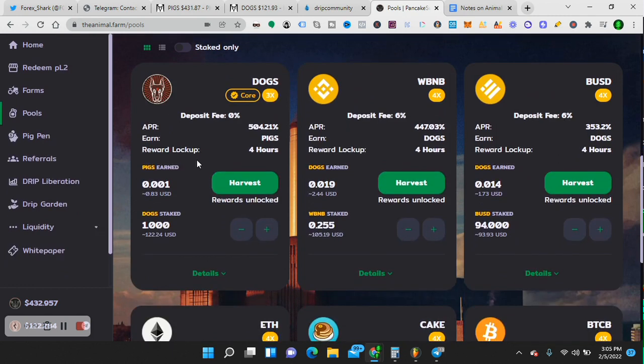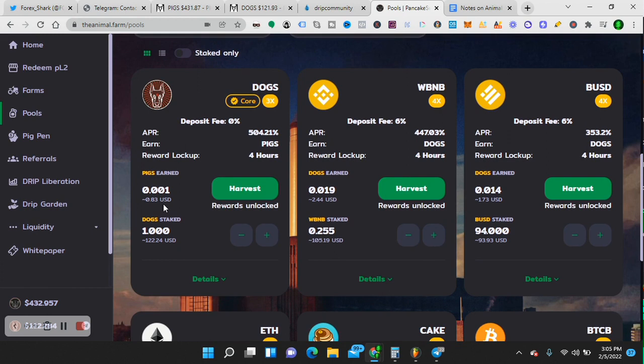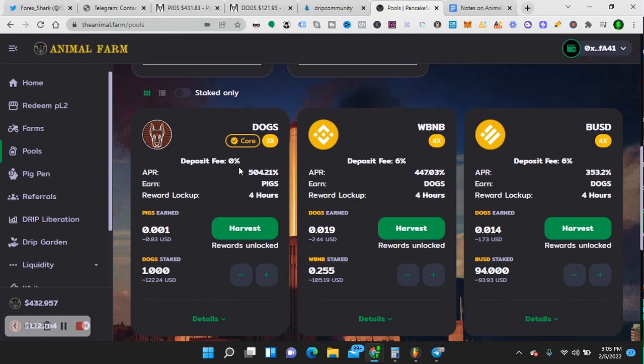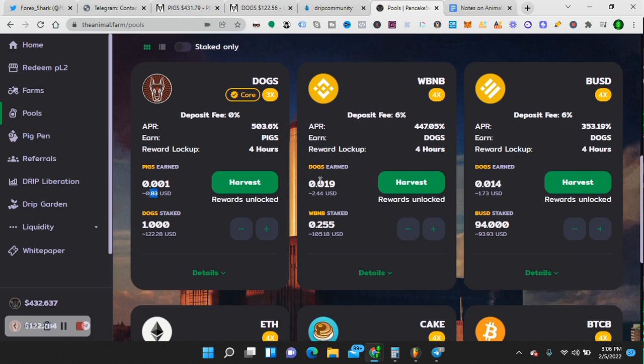Now, I don't recall if this is 24 hours even. I don't think it is. Not paying out a whole lot, but there's no risk of impermanent loss. You're simply staking the one-sided asset, and you are earning a percentage on it. So you are earning something on your tokens, and I only have one token in here, which is $122. It's made 83 cents, which obviously we're not going to retire on.